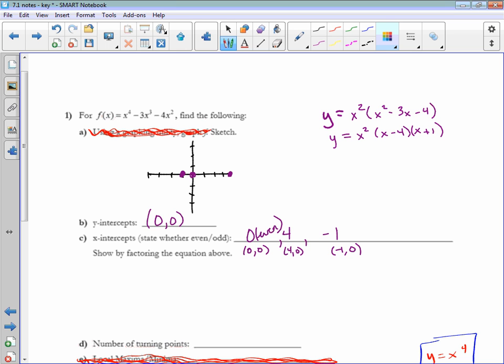Go back to the original. It's even degree, positive. Where are your ends going? Both are going up. And where is something interesting happening? At 0, right? That's where it's going to bounce. So this is going to kind of look like a weird W.